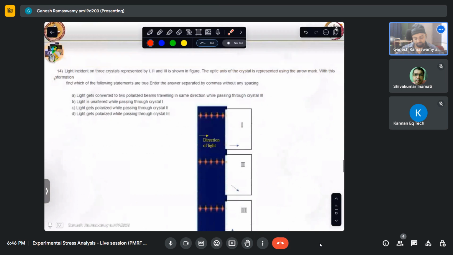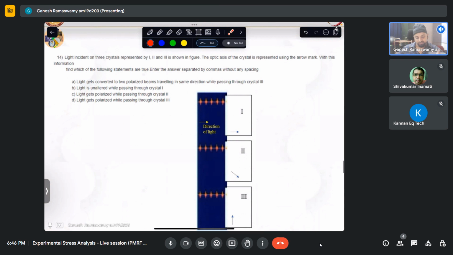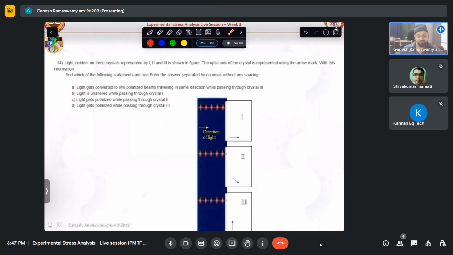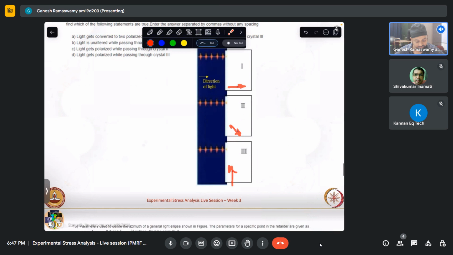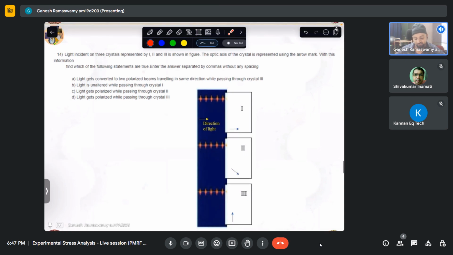So let us look at this question. Yeah, I think this is what you had asked. Light incident on three crystals represented by 1, 2, and 3 is shown in the figure. The optic axis of the crystal is represented by the black arrow, by the arrow mark, sorry. So this, we have the optic axis. With this information, find which of the following statements is true and enter it without any spacing. Light gets converted into two polarized beams traveling in the same direction while passing through crystal 3.